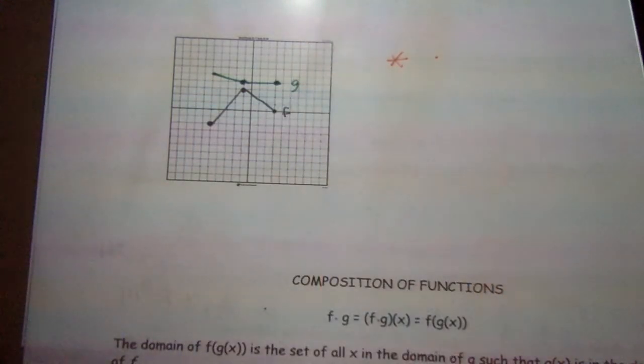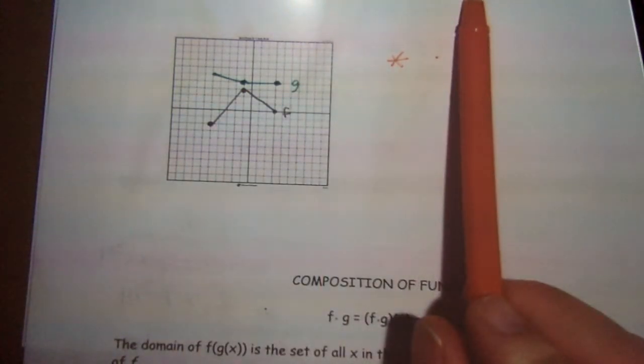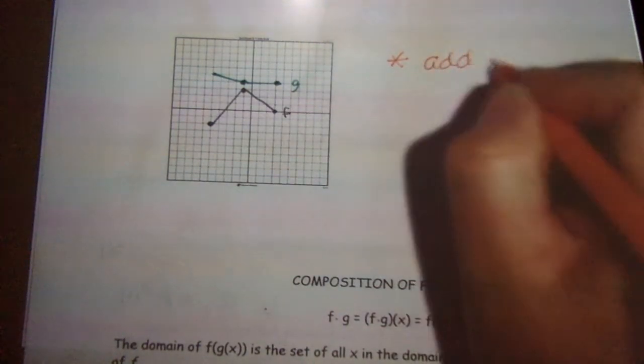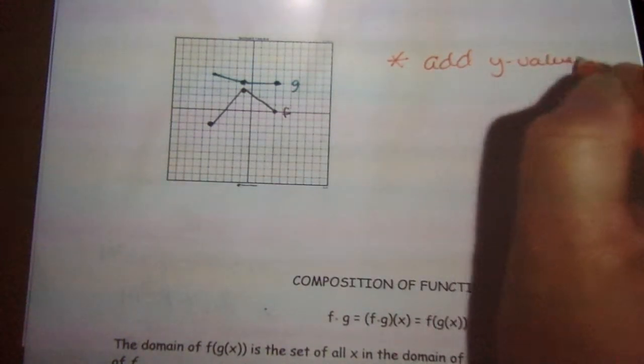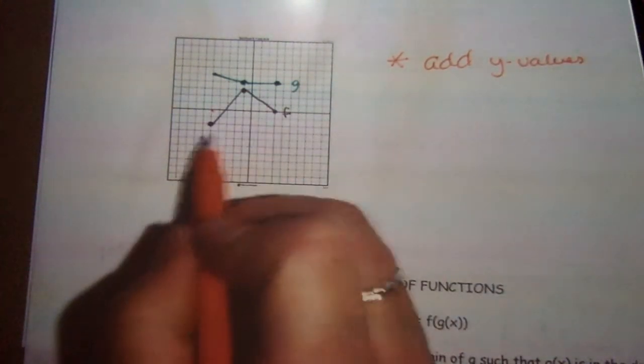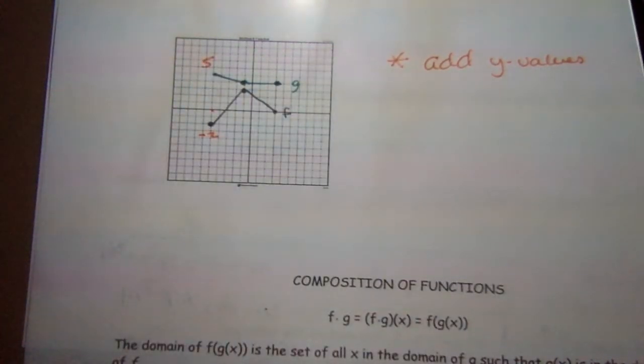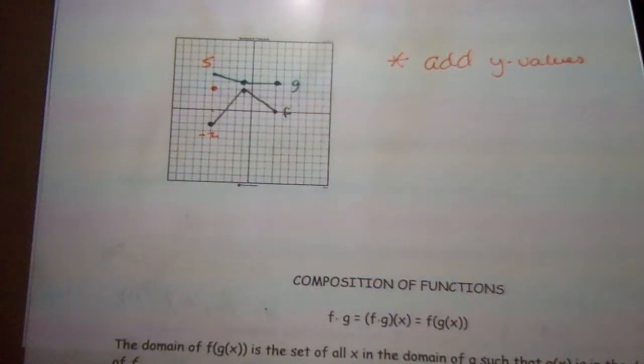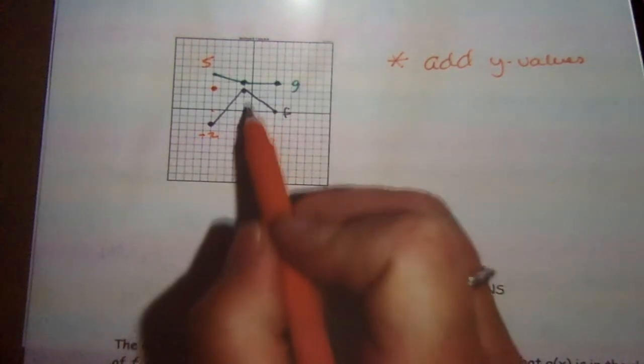Well, what happened when you plugged in the x values? What did you add? You added the y values. So you just add the y values. So right here at negative 5, this is a negative 2 and this is 5. So what do I get when I add 5 plus negative 2? 3. This is 3.